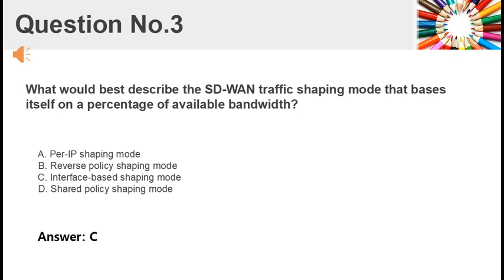What would best describe the SD-WAN traffic shaping mode that bases itself on a percentage of available bandwidth? A. Per IP shaping mode. B. Reverse policy shaping mode. C. Interface-based shaping mode. D. Shared policy shaping mode. Answer: C.